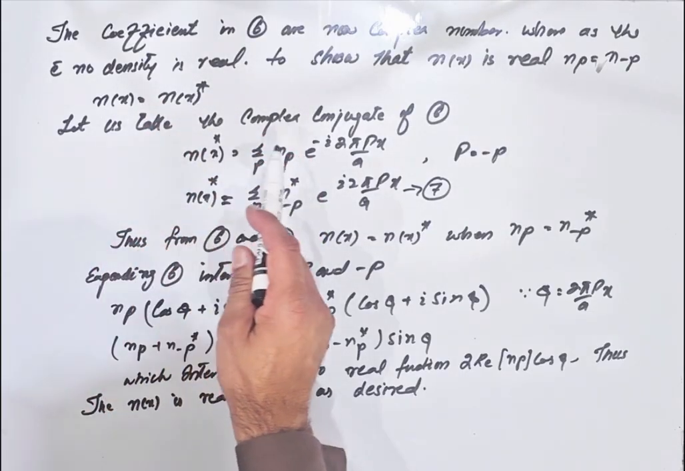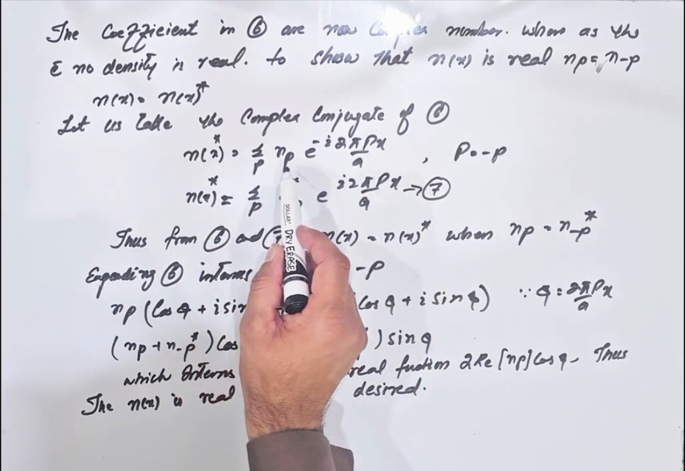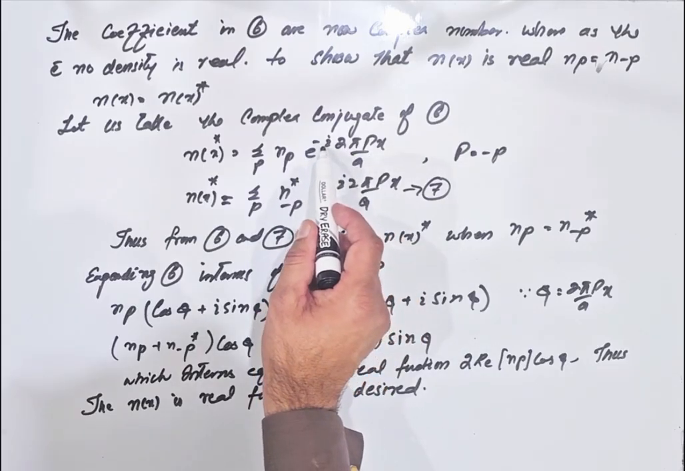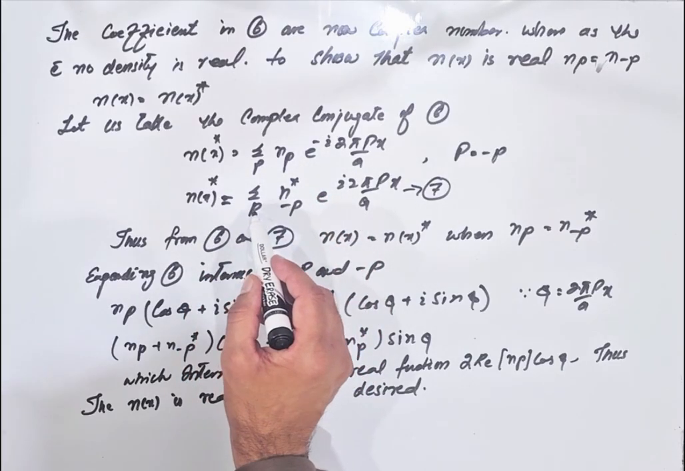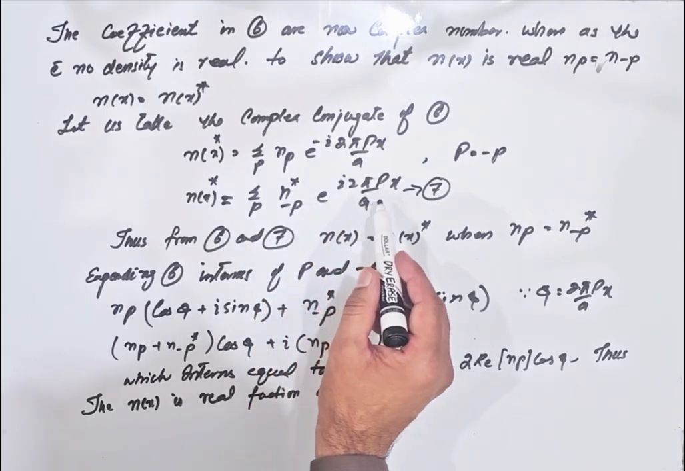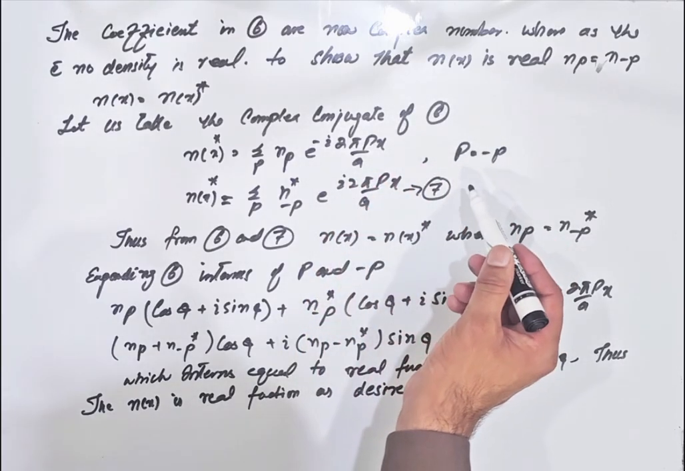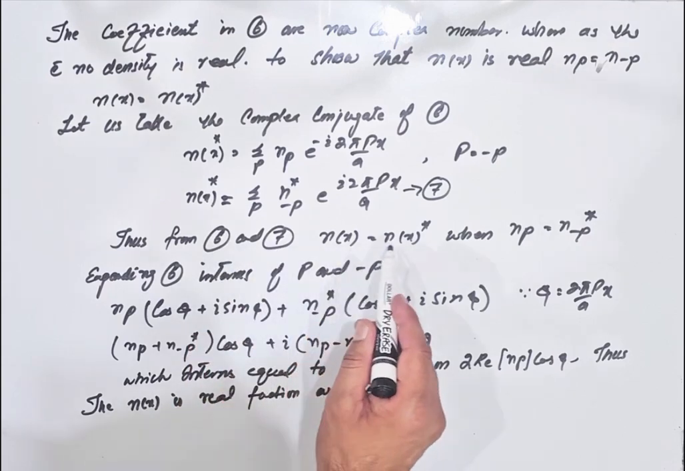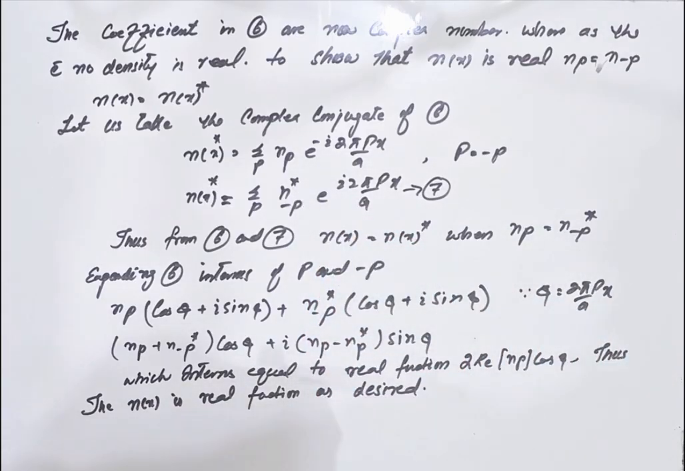Let us take the complex conjugate of equation 6. So n(x) star will be equal to summation over p of n_p star e to the power minus iota 2 pi p x by a. Iota will be replaced by minus iota. So n(x) star is equal to summation over p of n_minus_p star e to the power iota 2 pi p by a into x. Here we replace p by minus p to sum over all p. Thus from equations 6 and 7, n(x) is equal to n(x) star, where n_minus_p is equal to n_p star, from these two equations.